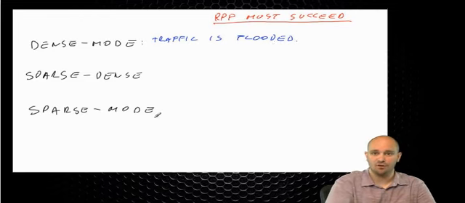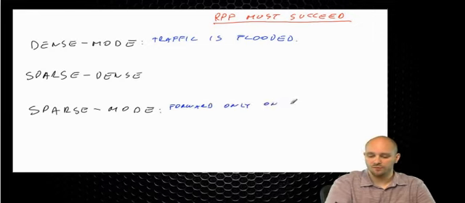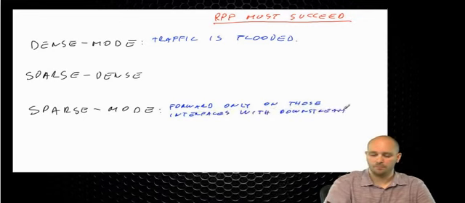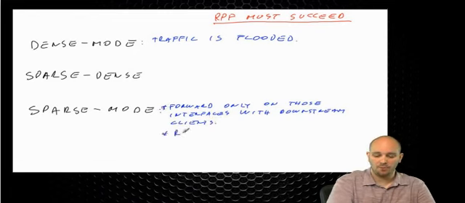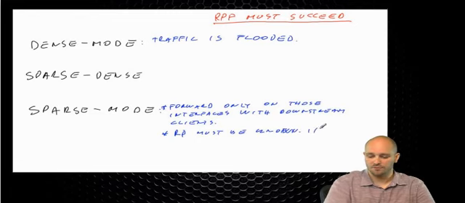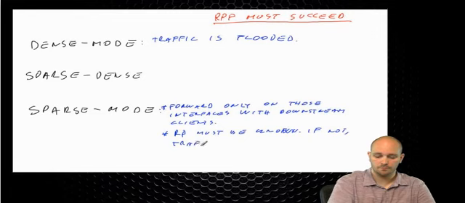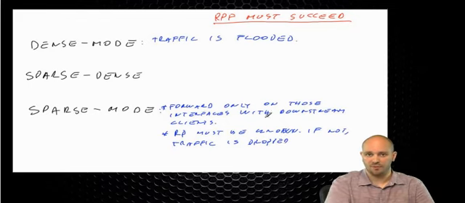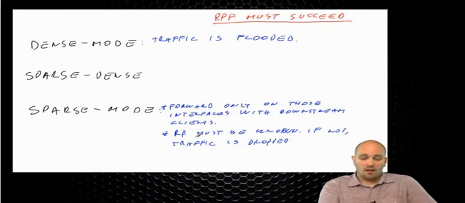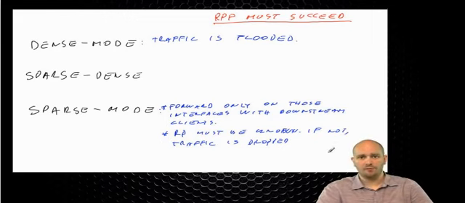Now, if traffic arrives on an interface that operates in sparse mode, forward only on those interfaces with downstream clients. That's just one thing. The other requirement is that the RP must be known. If not, traffic is dropped. So, if you don't have downstream clients, traffic will be dropped. If you have downstream clients, the traffic will not be forwarded if the RP for that group is not known.